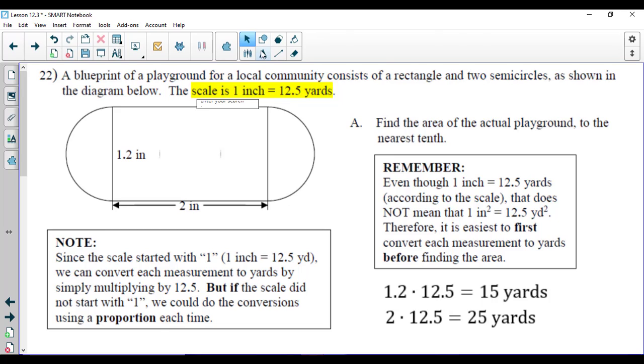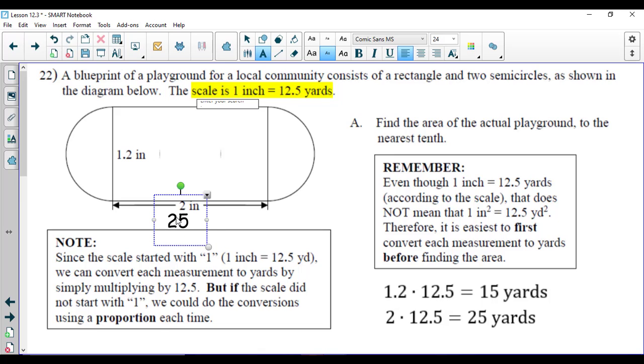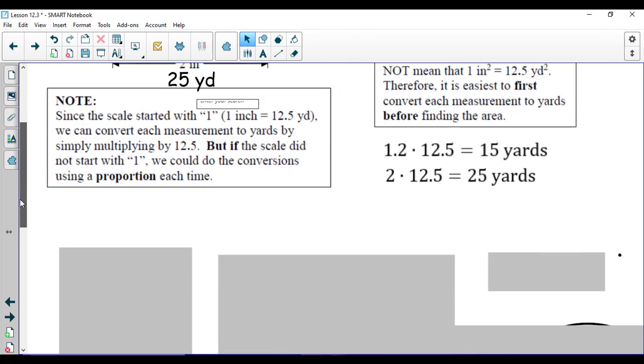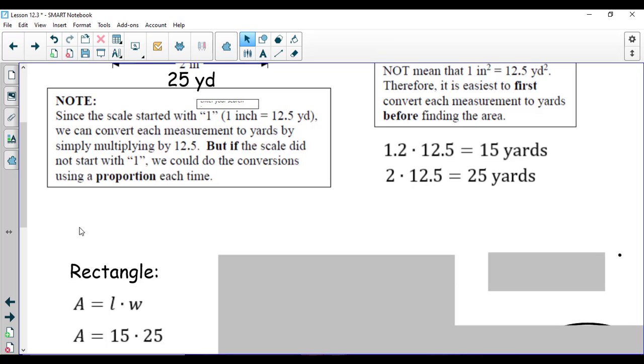And I'm actually going to type that into the picture here. So I'll just type underneath here that this is 25 yards. And up here, I'll type that this is 15 yards. I'll slide that over so it's a little bit easier to see. So we have our rectangle. I'm going to go ahead and start by finding the area of the rectangle here. I'm just going to go ahead and delete this box that's covering that work.